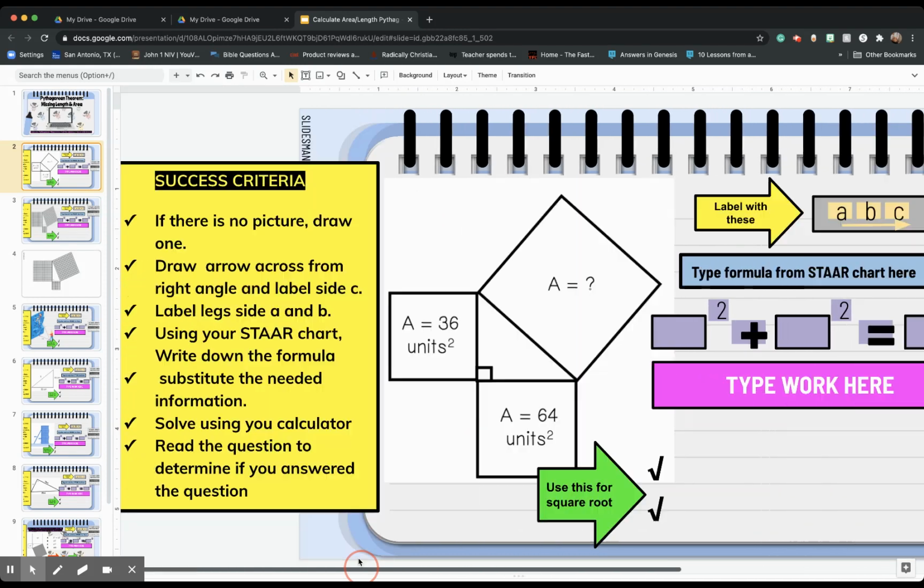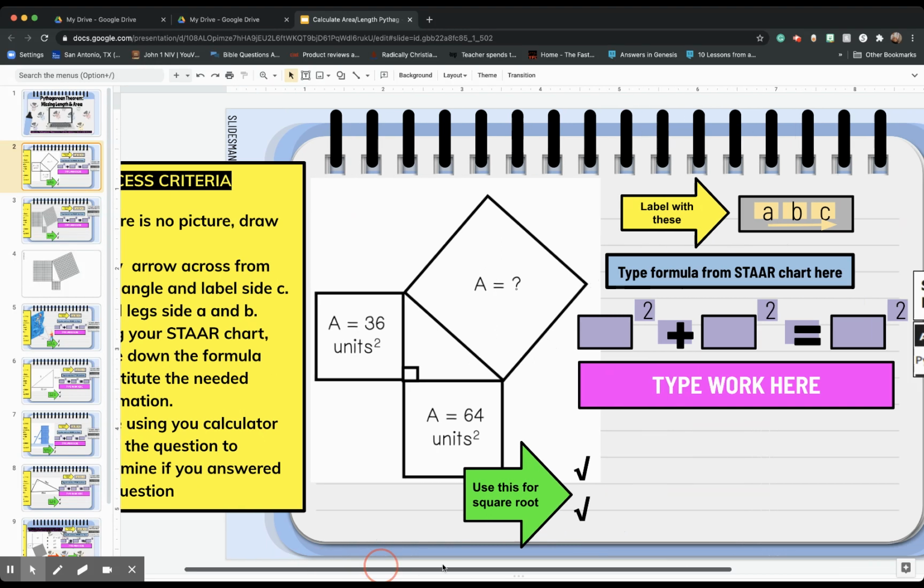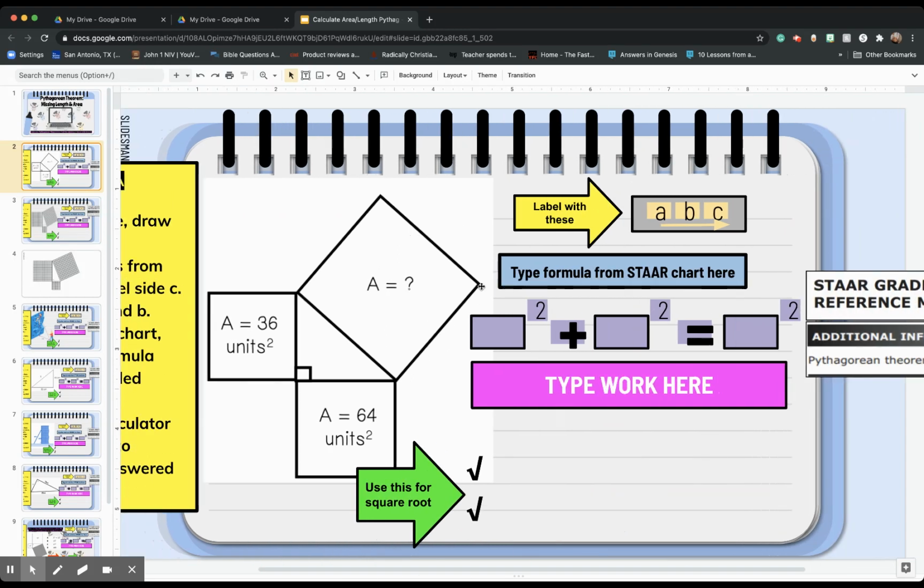Also, by the way, I noticed there were some errors there. I will fix the spelling errors by the time you're doing the assignment. But right here, we have a picture, and it says we need to label. So I'm going to label with these.